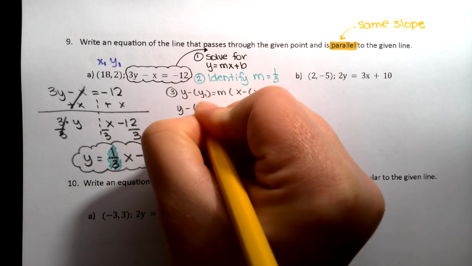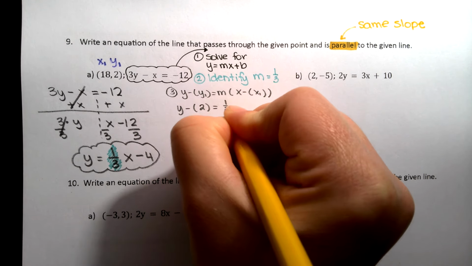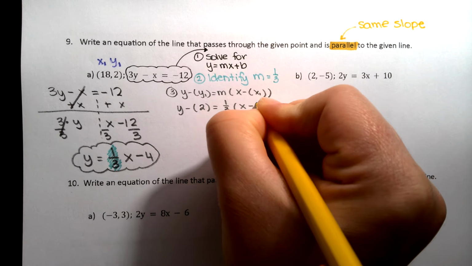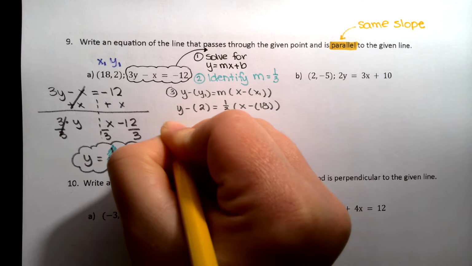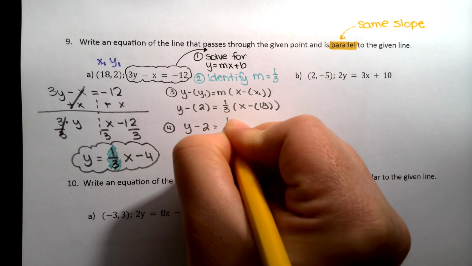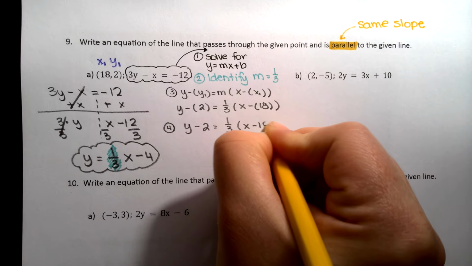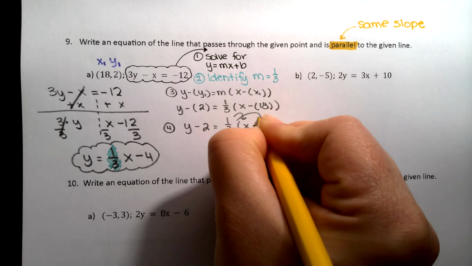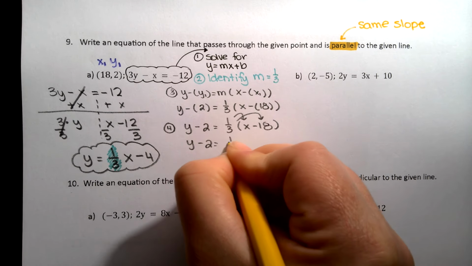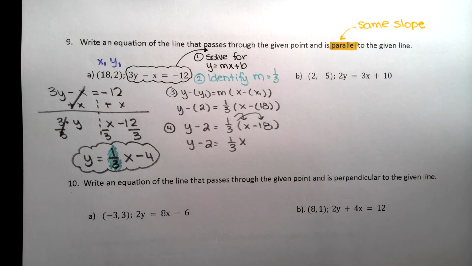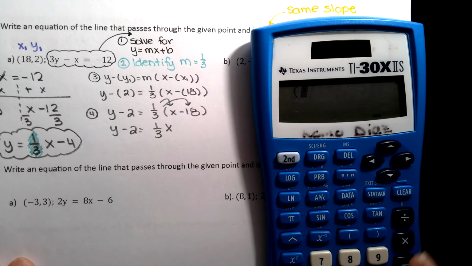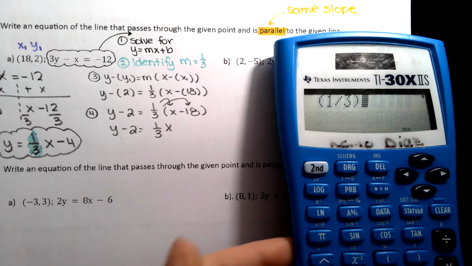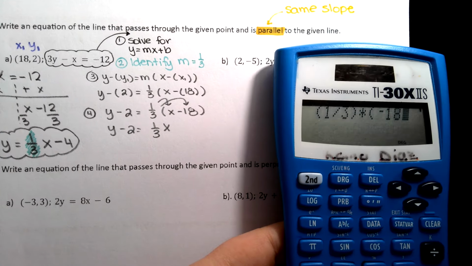Y1 is 2. M is now 1/3. X1, excuse me, is 18. Double negatives, no. So now we continue to solve by distributing that 1/3. Remember, with fractions, you want them to be in parentheses. So we got open 1/3, close it, times open, we got a negative 18, close it, and we get a pretty number of negative 6.